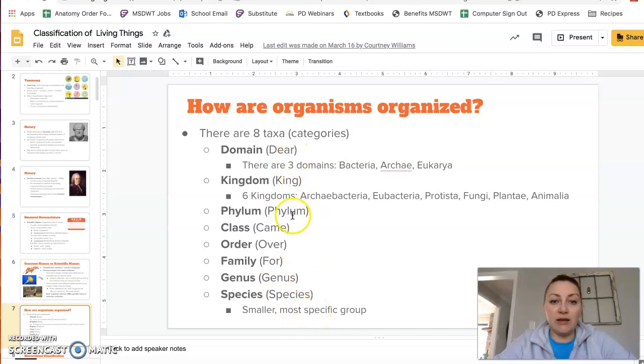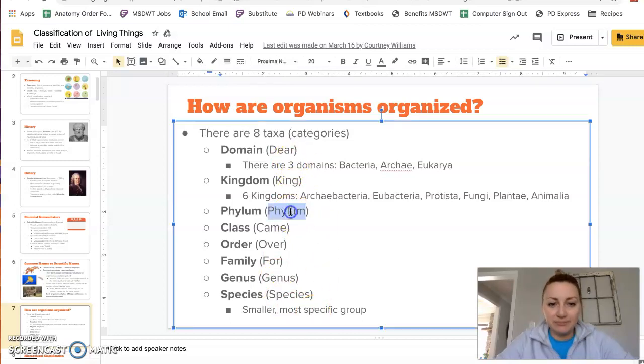So, dear King Philip came over for good spaghetti. I can spell it. Or one of the ones that I heard once, and it doesn't have domain in it, but it starts with kingdom, and it says, keep picking cantaloupe or Frank gets spanked. Whichever one helps you remember it.